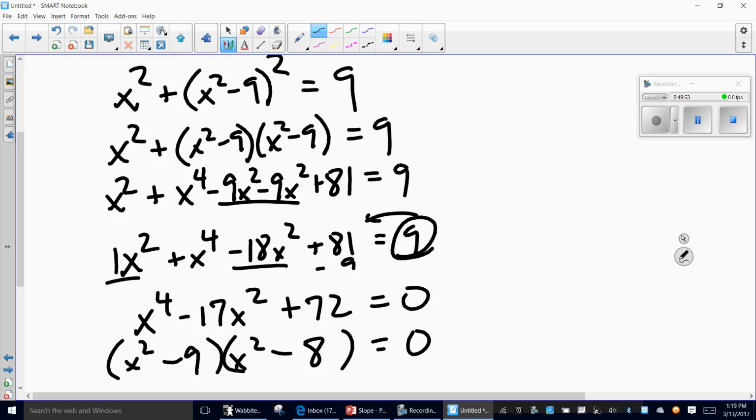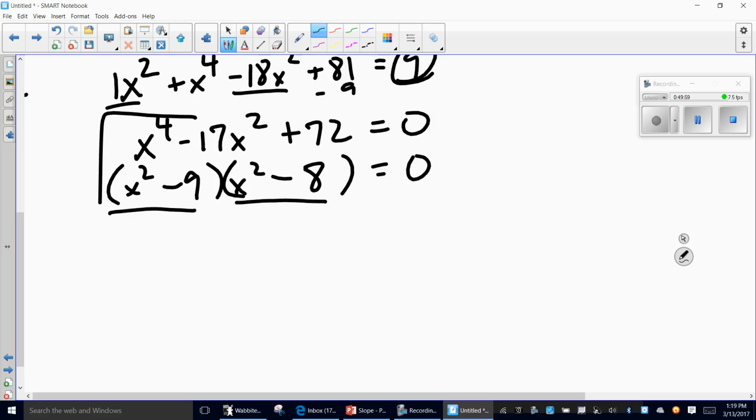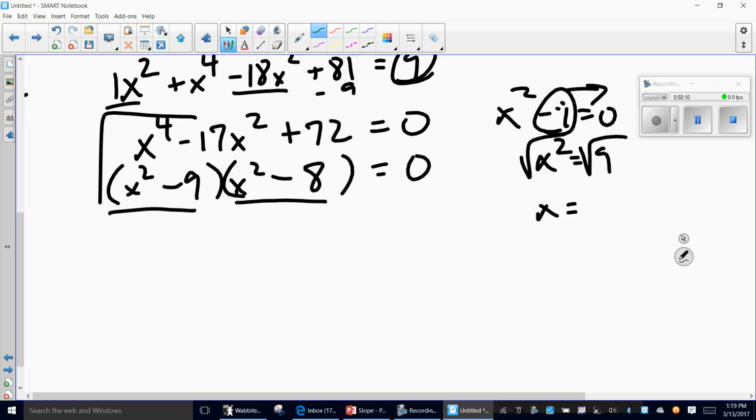Again, you got to set each equal to 0. Okay, so x squared minus 9 equals 0. So x squared equals 9. So when I take the square root on both sides, it's plus or minus 3. So how many x's is that? 2. 1 plus, 1 minus.